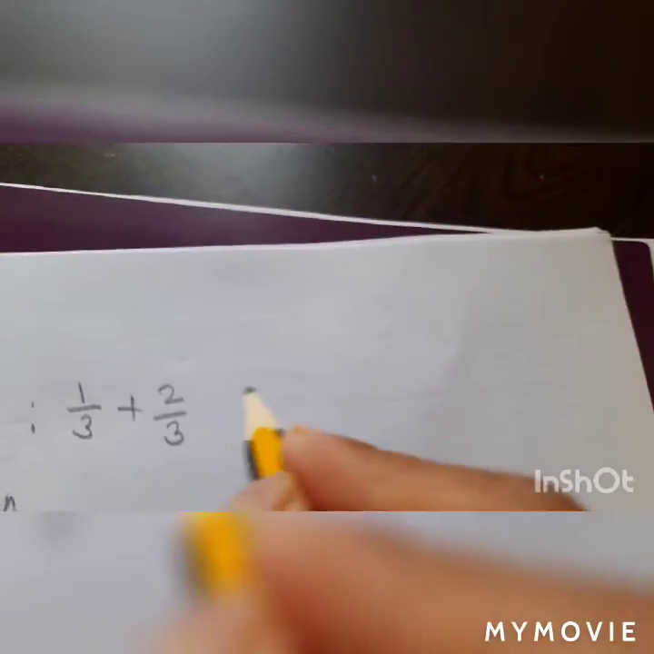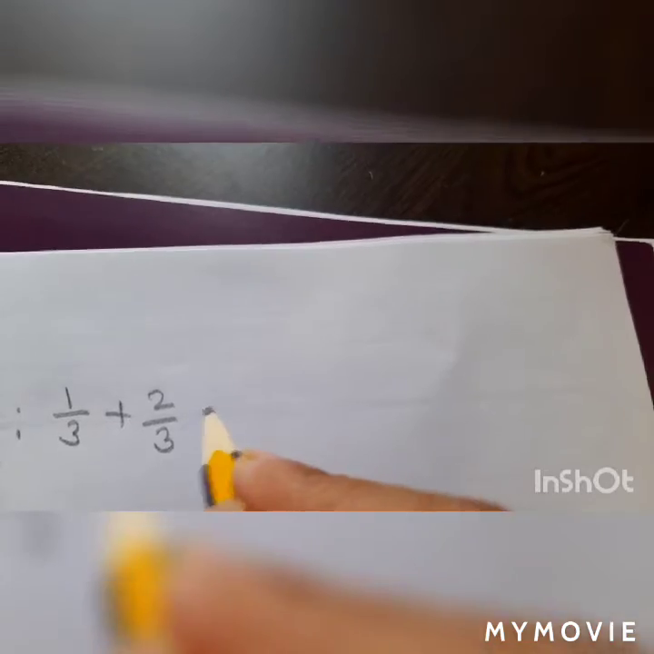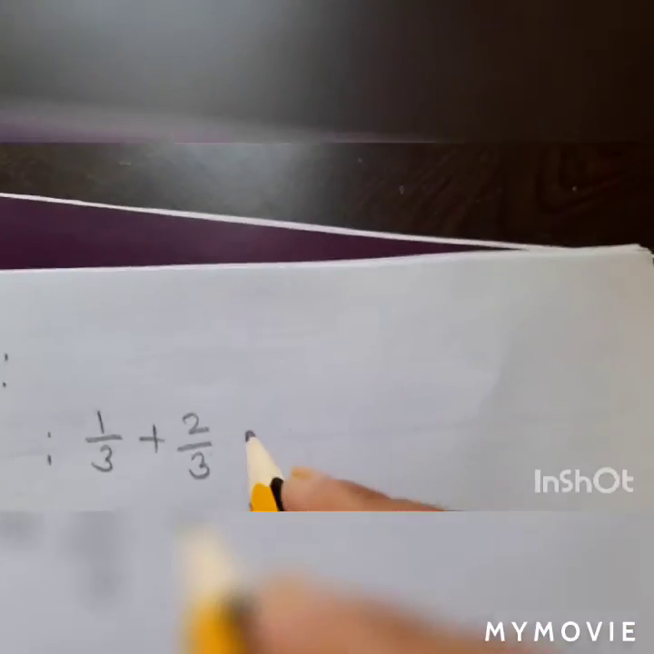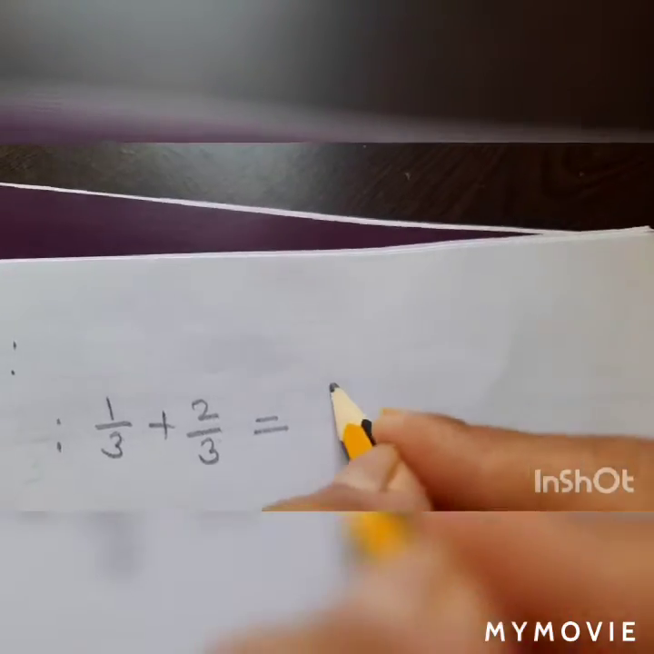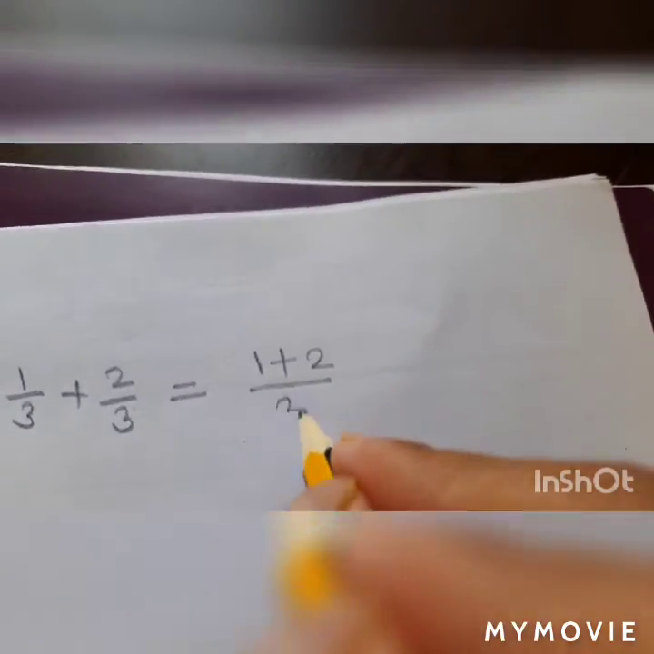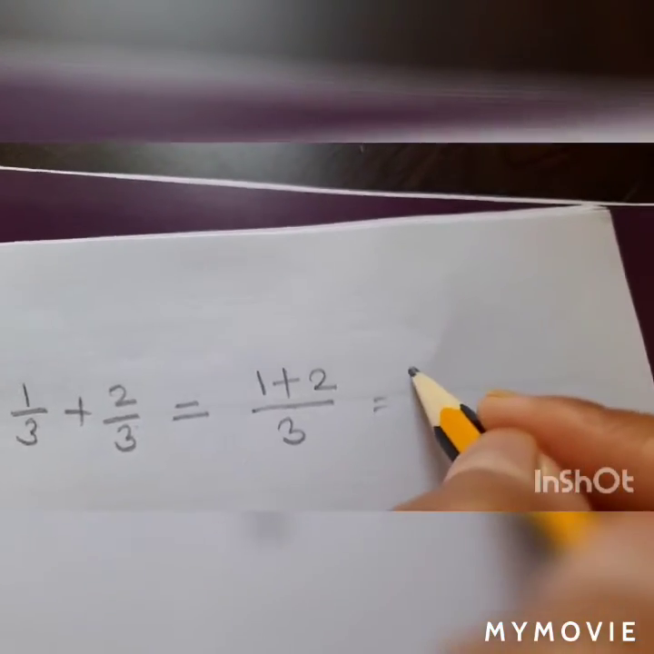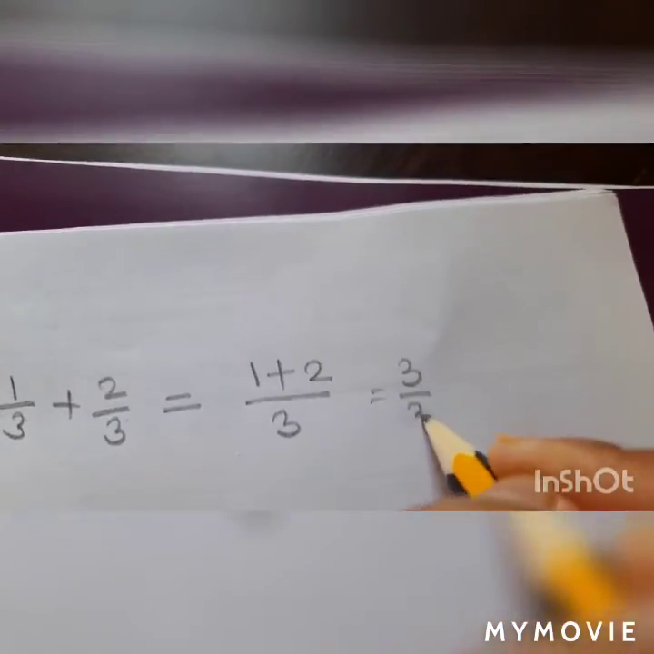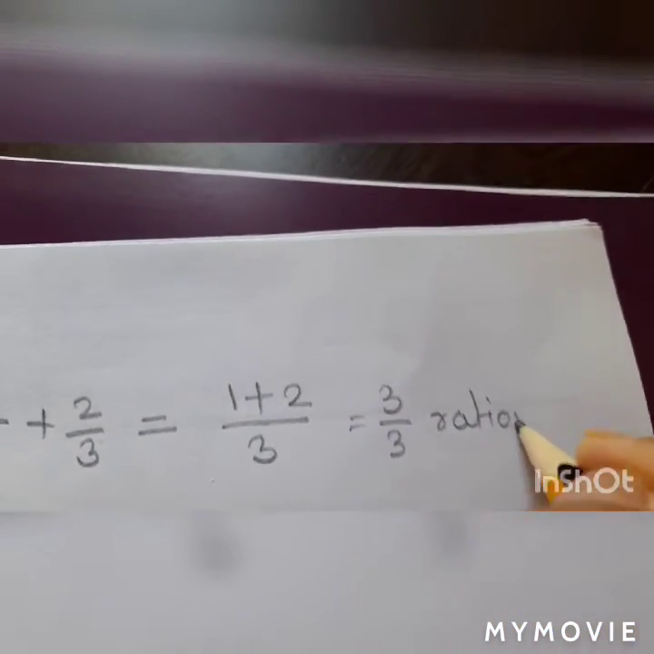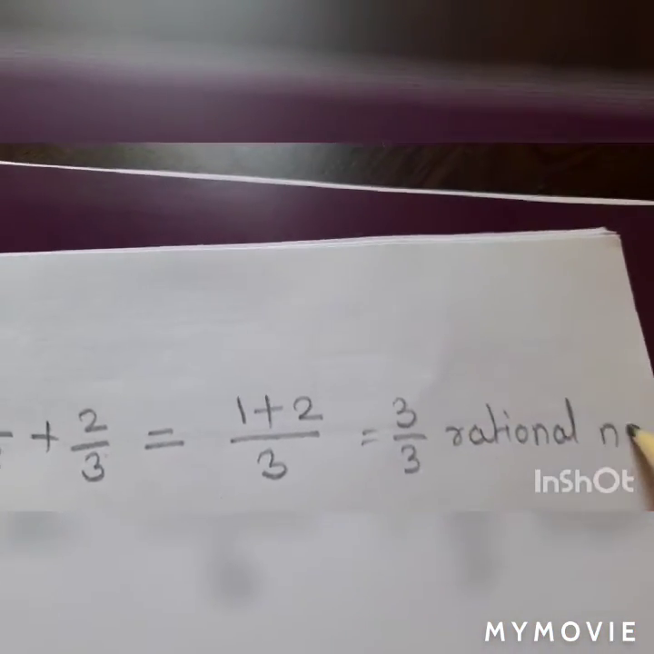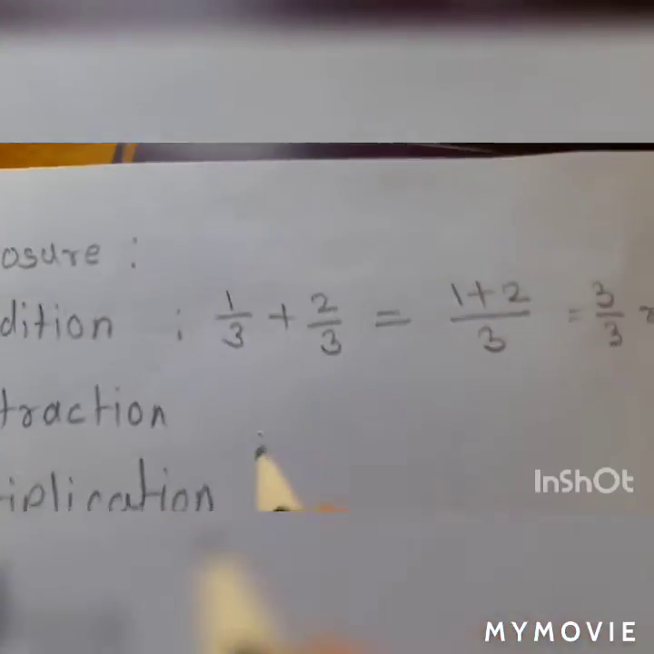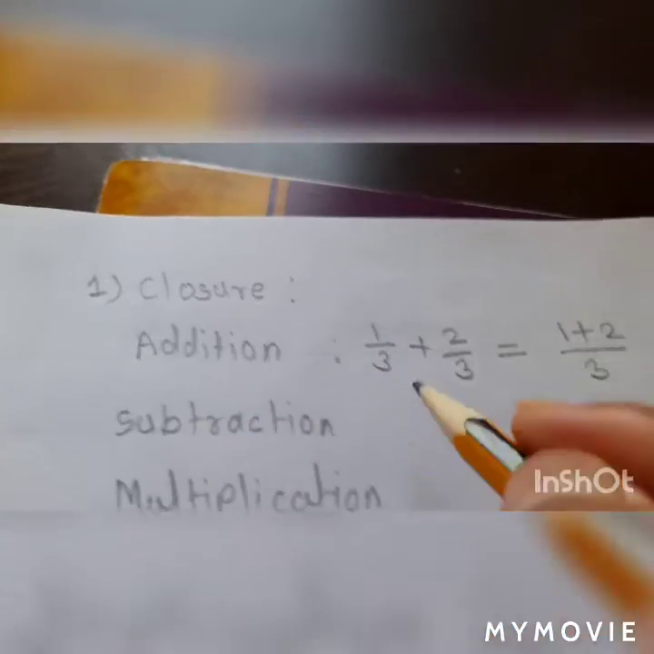Closure property means if we add two rational numbers, then the answer must be a rational number. Let us check. 1 plus 2, and 3 is the LCM, is equal to 3 upon 3, which is also a rational number. Therefore, the addition satisfies the closure property of rational numbers.